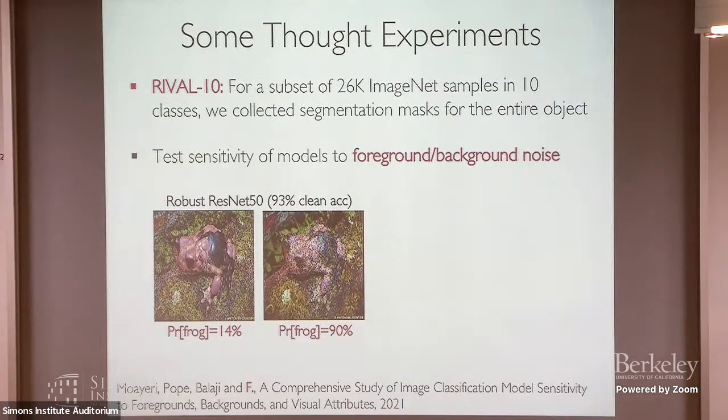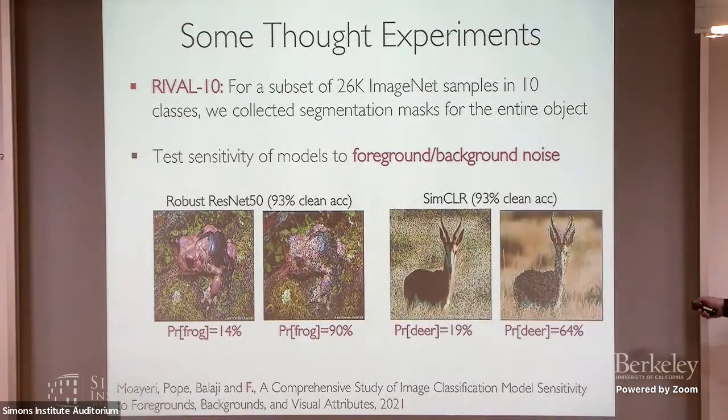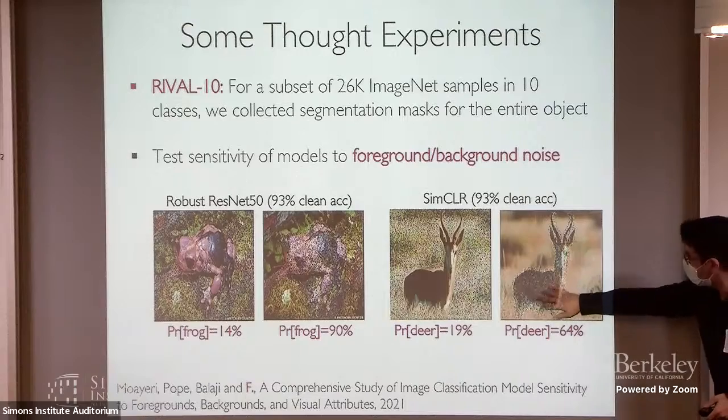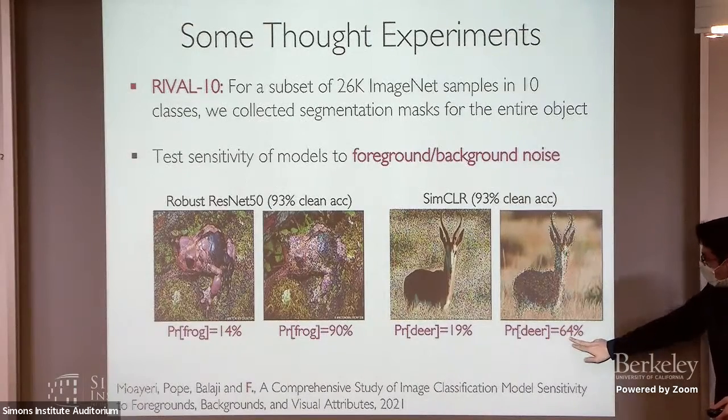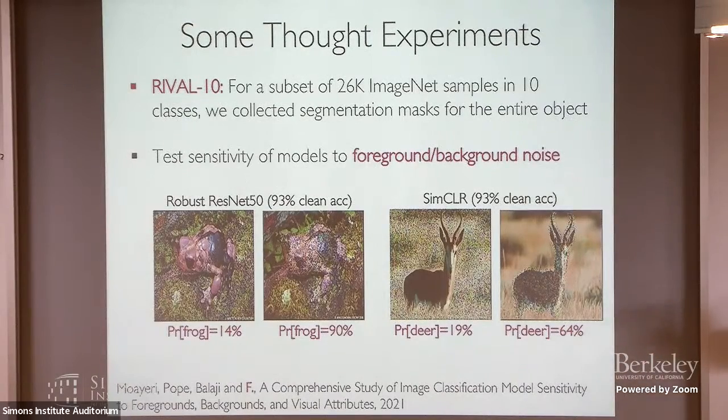And it is not like a one-time thing. Even on other models, SimCLR, we observe the same thing. And these are the pictures that I had in my opening slide. So you add noise to the deer, you expect the performance should drop, it increases. And you add noise to the background, and you expect the performance of the model shouldn't change, but it decreases quite significantly.